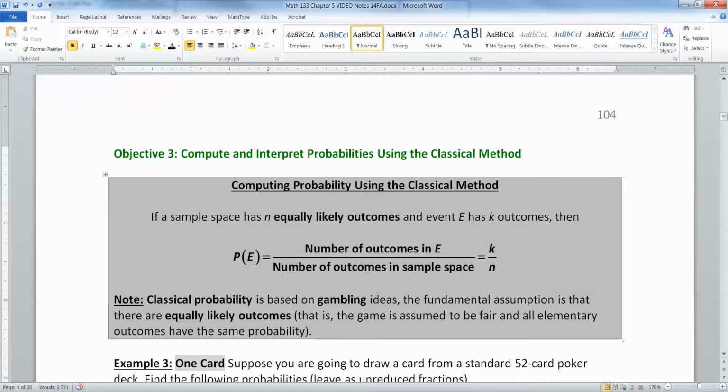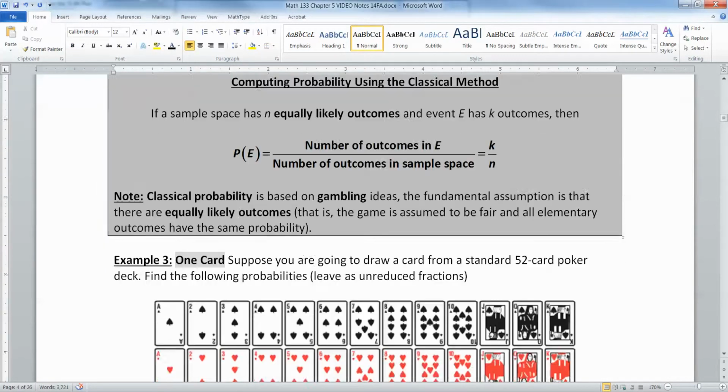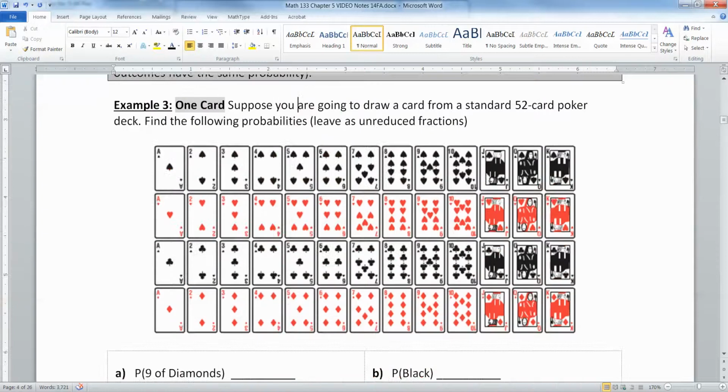So this is very much important for gambling, because with gambling, cards, dice, things like that, it's all based on a hypothetical. I assume each card is equally likely. I assume the dice are fair, etc. So the fundamental assumption for classical probability is that everything is just as likely to occur as everything else. Everything's fair and balanced. So suppose you're going to draw a card from the standard 52 card poker deck.